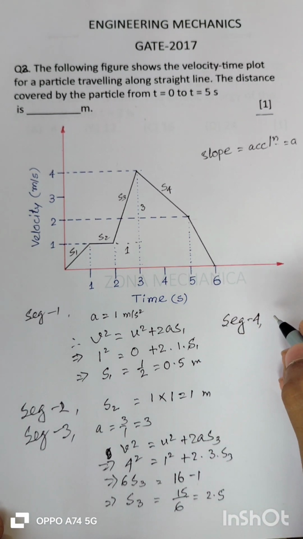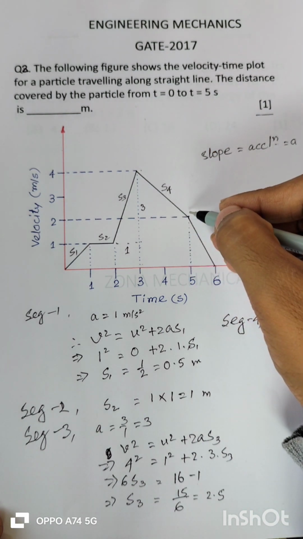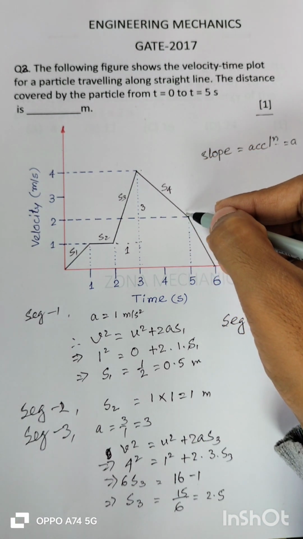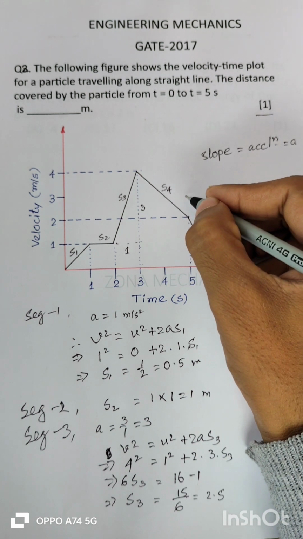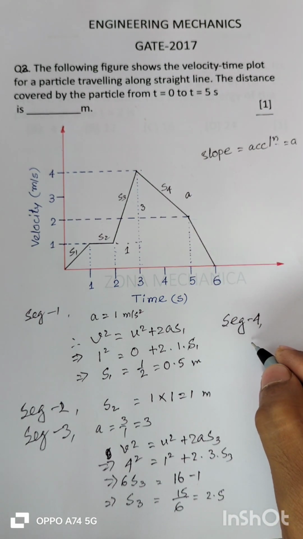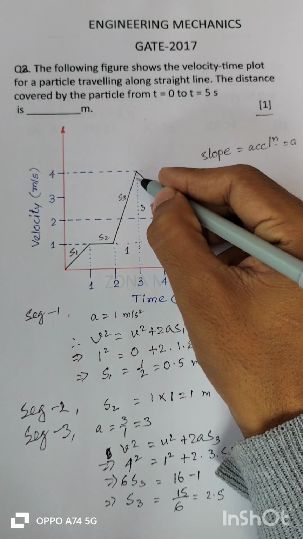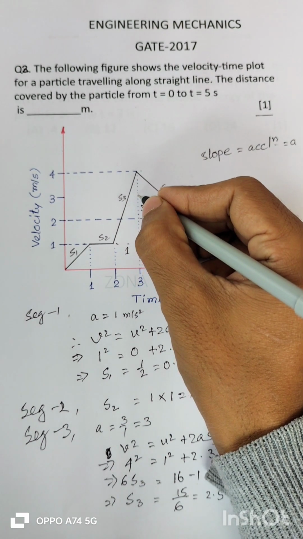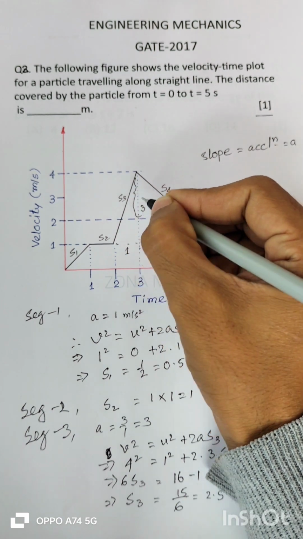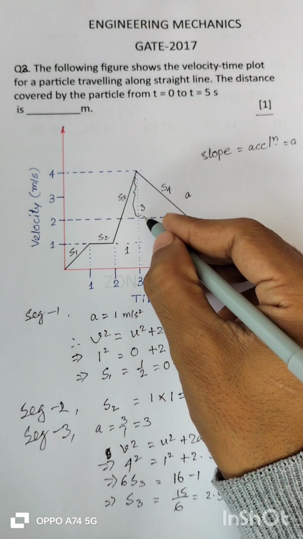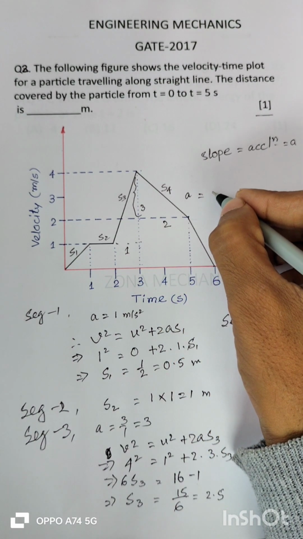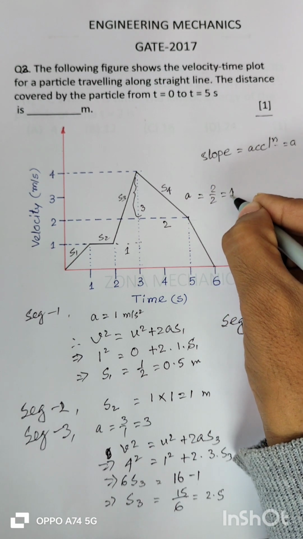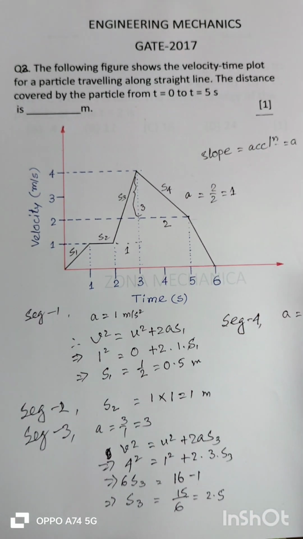For segment 4, see here, it is a declining motion, right? So the graph is declining here. That means the particle is having a retardation, that is a negative acceleration. Clearly this distance is 2, from 2 to 4, and this distance is also 2. So the value of the retardation will be 2 by 2, that is 1, clearly. So a is equal to 1.